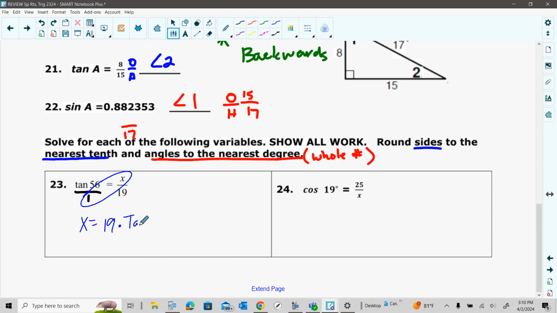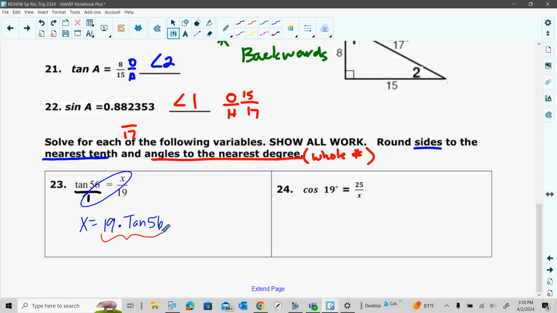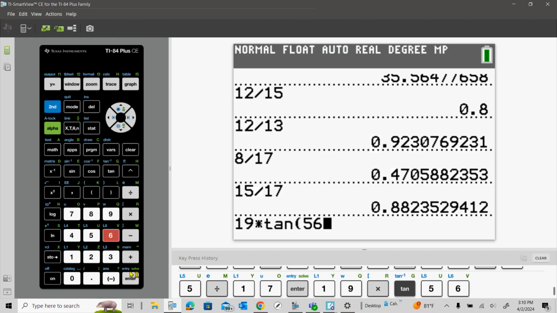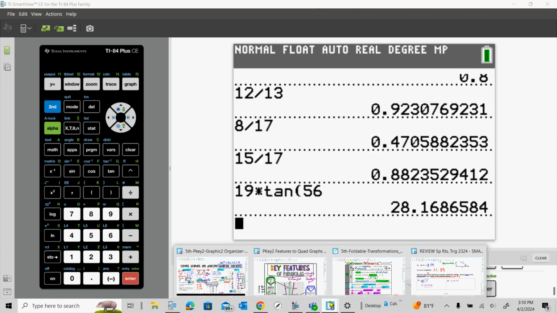So you have to get it to calculate already. So you have to get to here. I know not everyone has a calculator. And then you're ready just to type it in. We're doing 19 times the tangent of 56. Okay. So rounding to the nearest tenth, the one decimal place, this is 28.2.